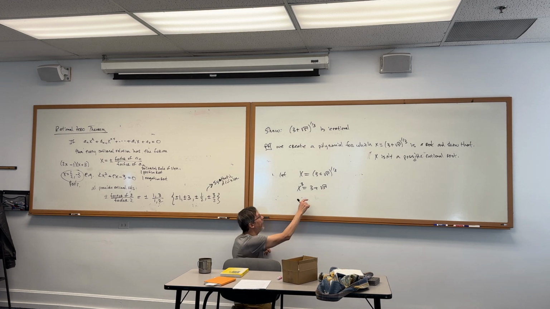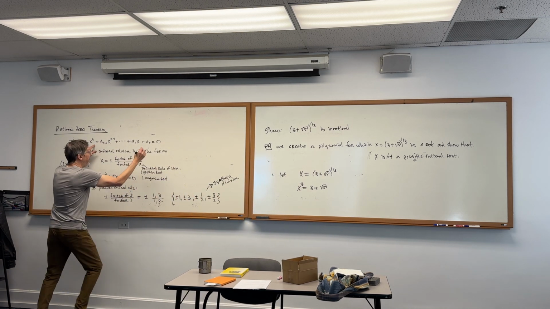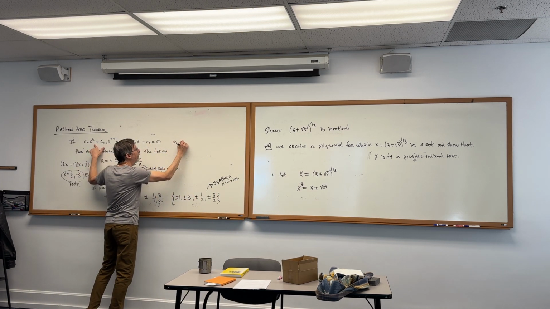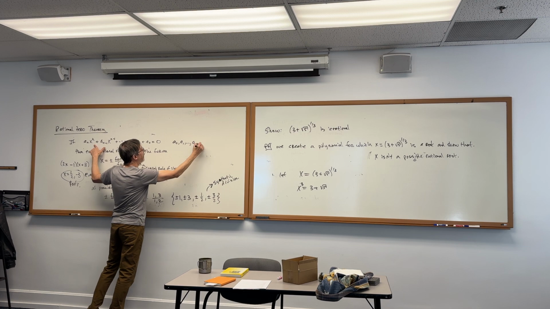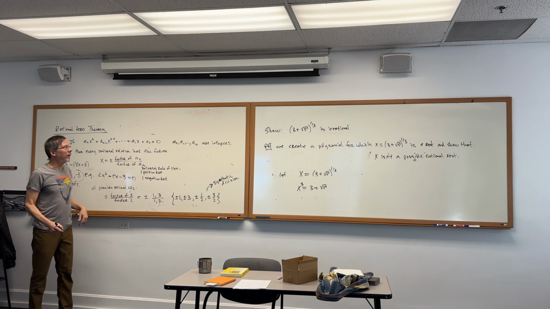Let me give you another hint. The square root of 5 over here, I'm going to want to square that out because I want to get all, I guess what I should have said over here is that these, A1 through A sub n, are integers. They're whole numbers.